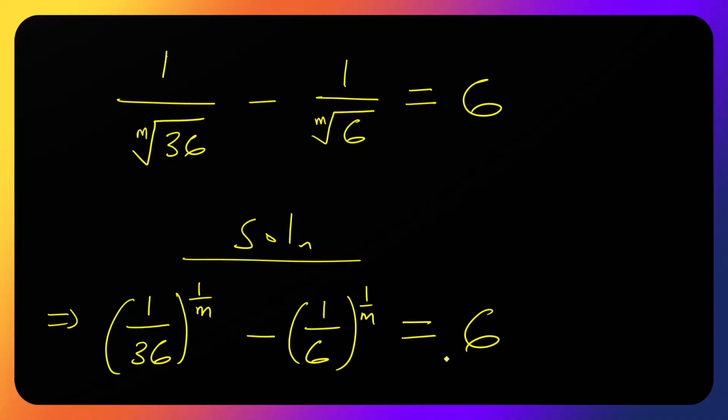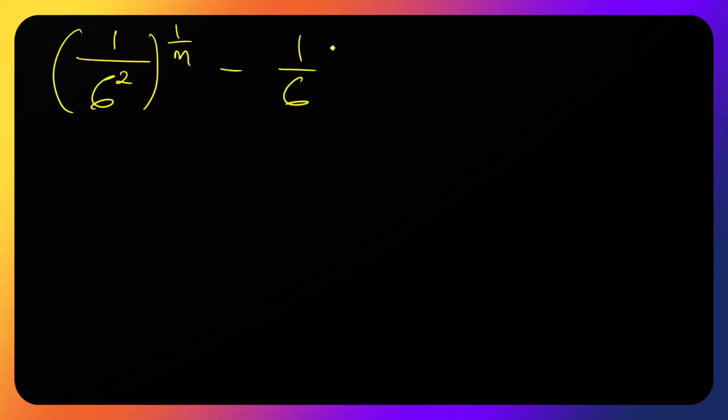Alright, so what we are going to do here is to write, since 6 squared is 36, we can write this one as 6 squared. So we have 6 squared all raised to 1 on m minus 6 raised to 1 on m equals 6. We have that. Now we can bring these two out.